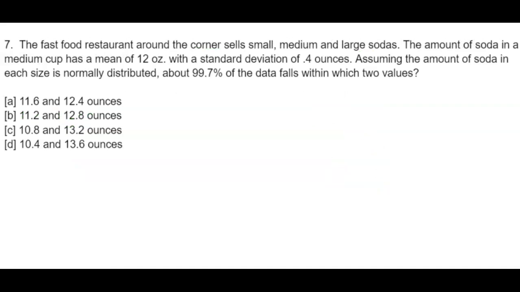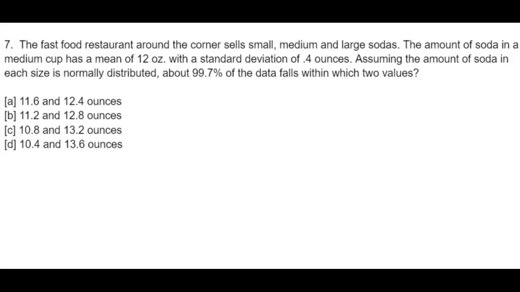Fast food restaurant around the corner sells small, medium, and large sodas. The amount of soda in a medium cup has a mean of 12 ounces with a standard deviation of 0.4 ounces. Assuming the amount of soda in each size is normally distributed, about 99.7% of the data falls within which two values? Now, again, we have to know, do I use a calculator? Do I use the curve?